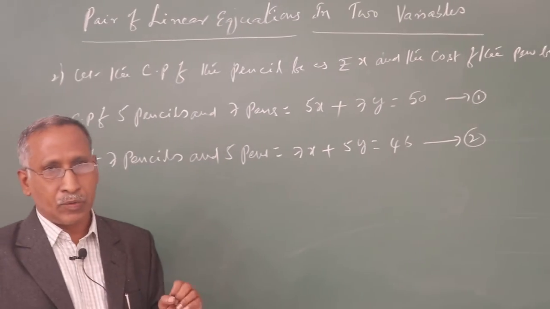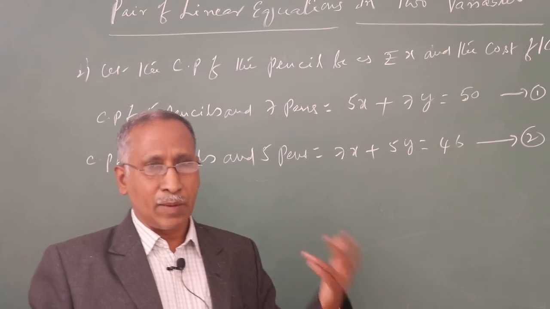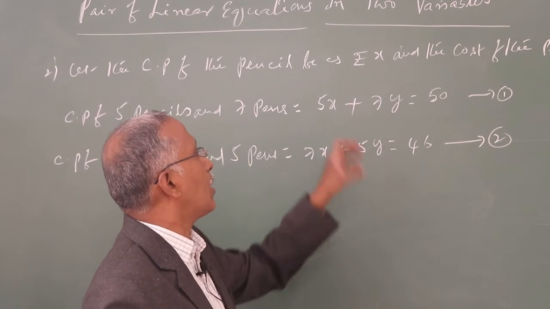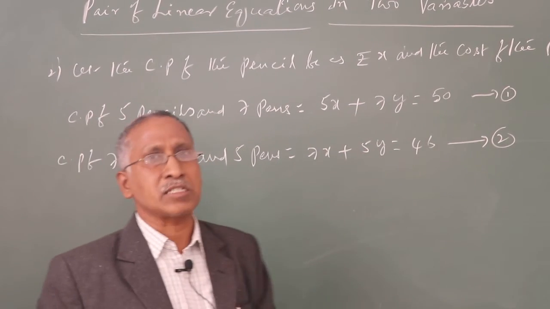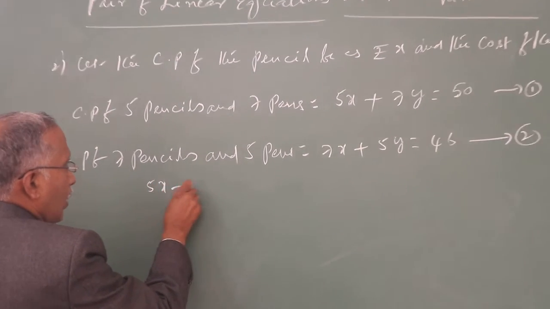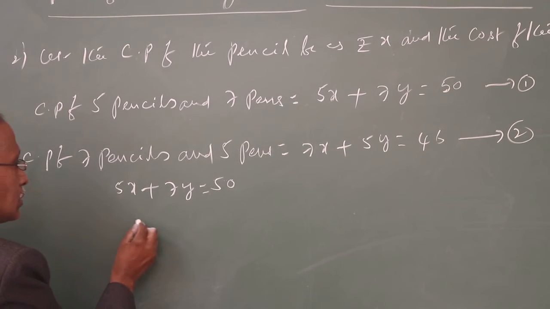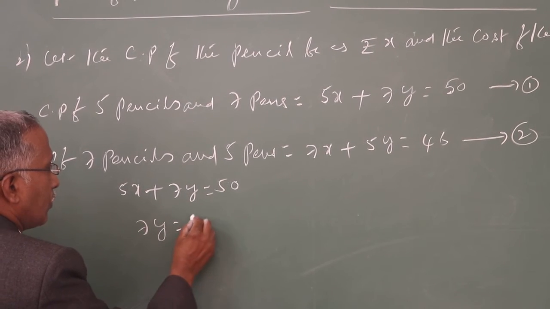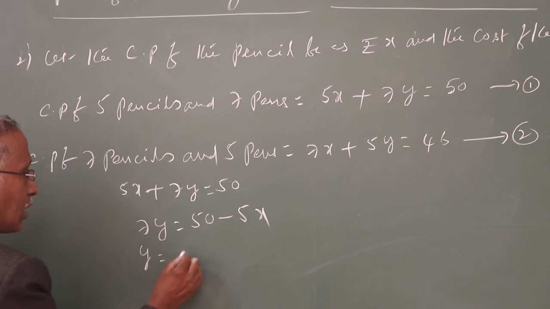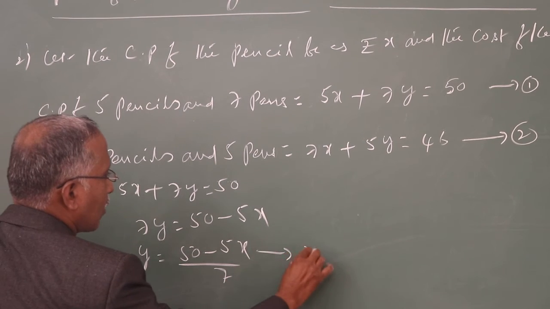As we have discussed, there are many methods. One is the substitution method, next the elimination method, next the cross multiplication method. Let us follow any one method. First method, substitution method. Take the first equation, 5x + 7y = 50. So 7y = 50 - 5x, and y = (50 - 5x)/7. Call this equation 3.